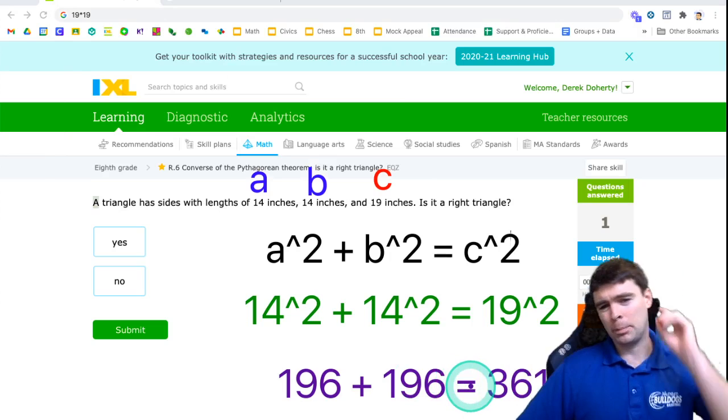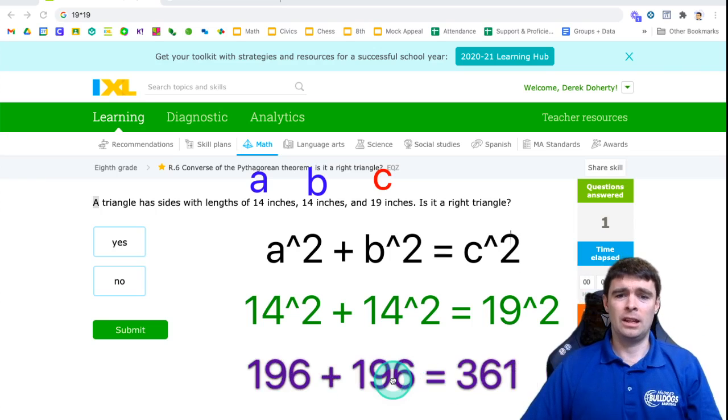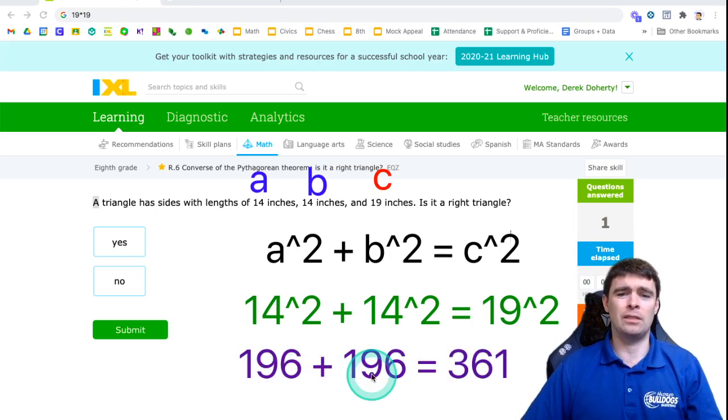Now I'm going to show you a little math trick here. I could go add up 196 and 196, but they're two even numbers, and if I add up two even numbers, it's going to make an even. And I see an odd number over here when I squared an odd number. So I knew pretty early on that 14 squared plus 14 squared, two even numbers, would never be equal to an odd number.